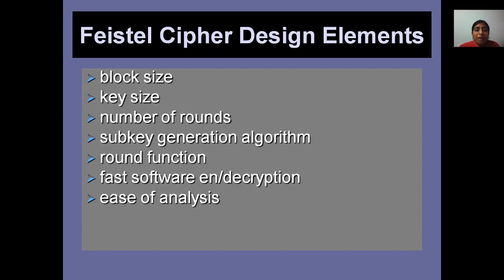Then coming to the round function. The round function can contain XOR, substitution values, or permutation values. Applying these elements, it can be implemented in software for encryption and decryption. It also has ease of analysis when you use this Feistel cipher.